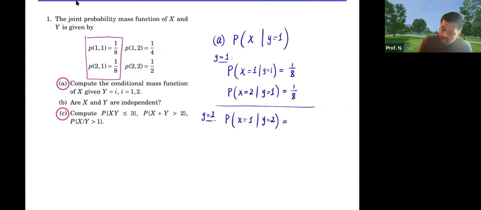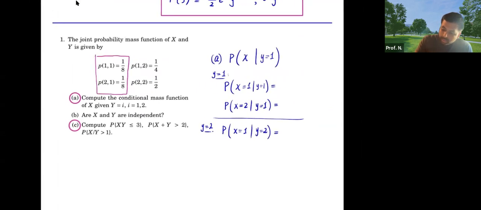Oh, wait, it's not that straightforward. No, this 1/8 is the probability that x and so okay. So before we do that, hold on one second. I was getting ahead of myself. When you want to compute this, recall the probability of a given b. What does this equal? The probability of a and b over the probability of b.